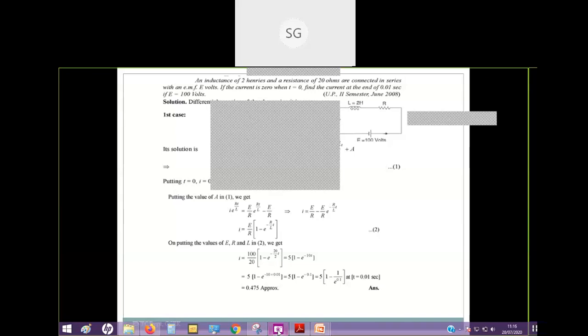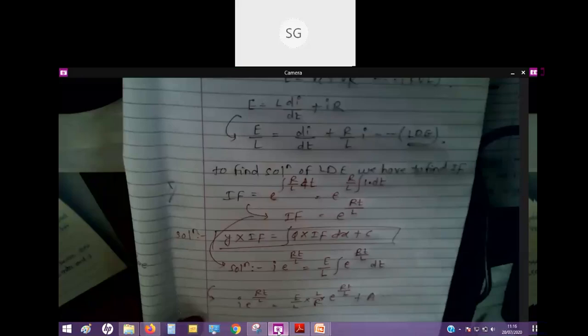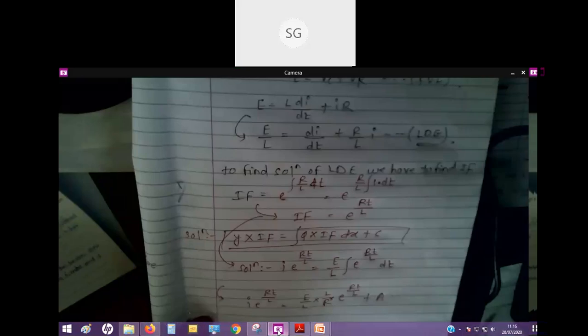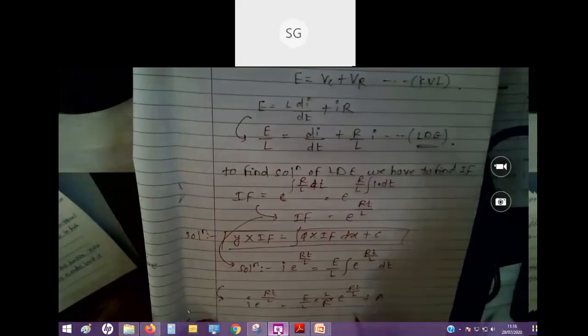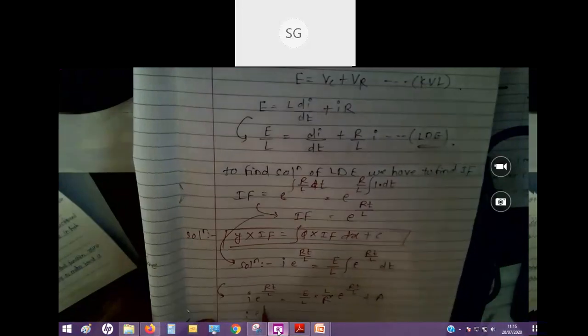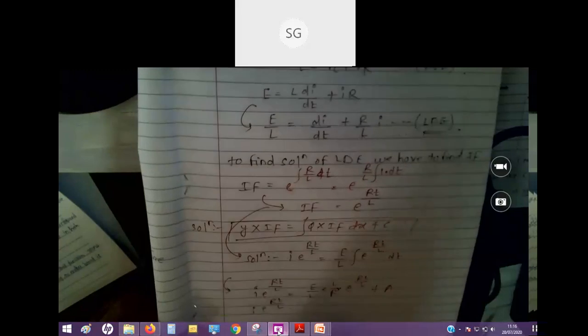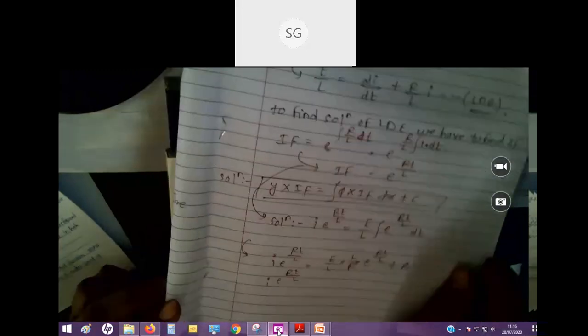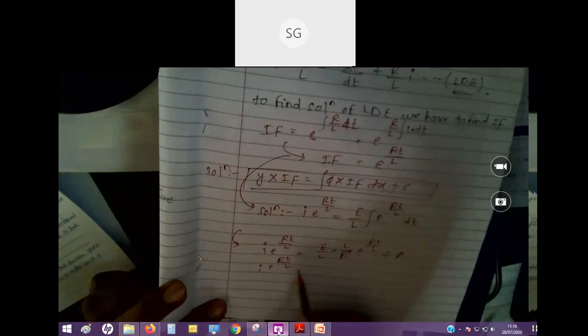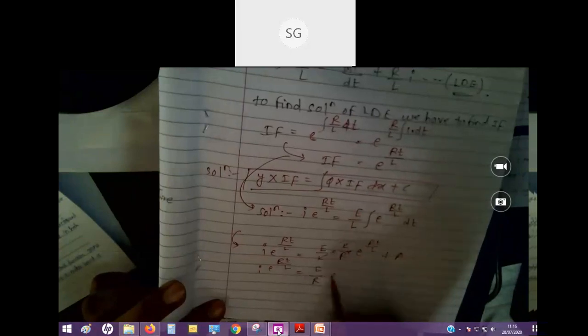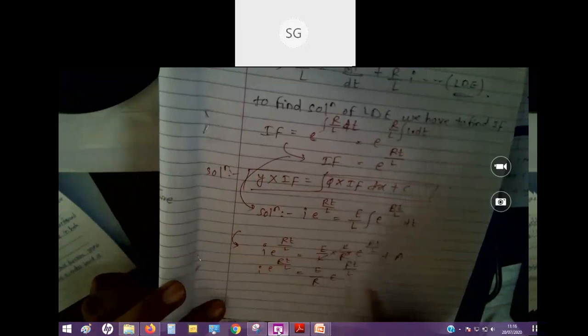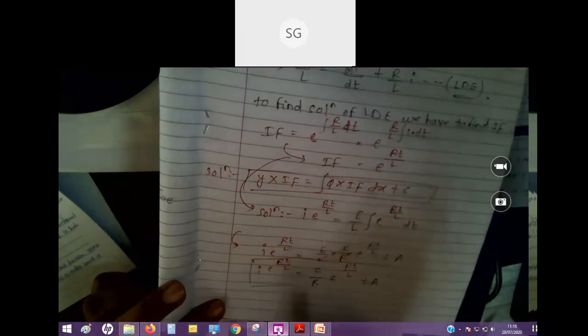Now, how to use this in this equation, that we will see now. So what is the final solution? Here it is I into e raised to rt upon l equal to, l will get cancelled, e by r, e raised to rt upon l plus a. This will be your final general solution.